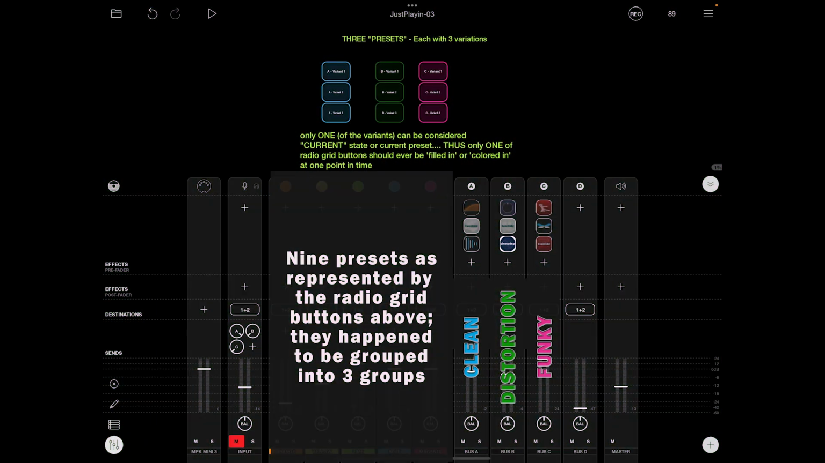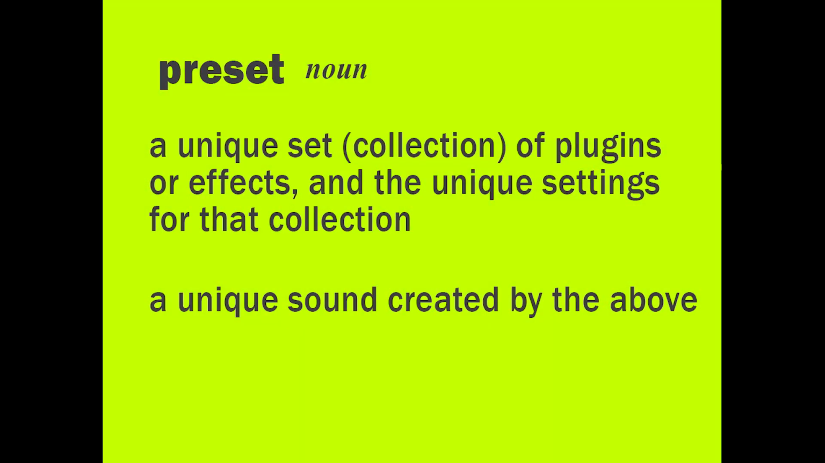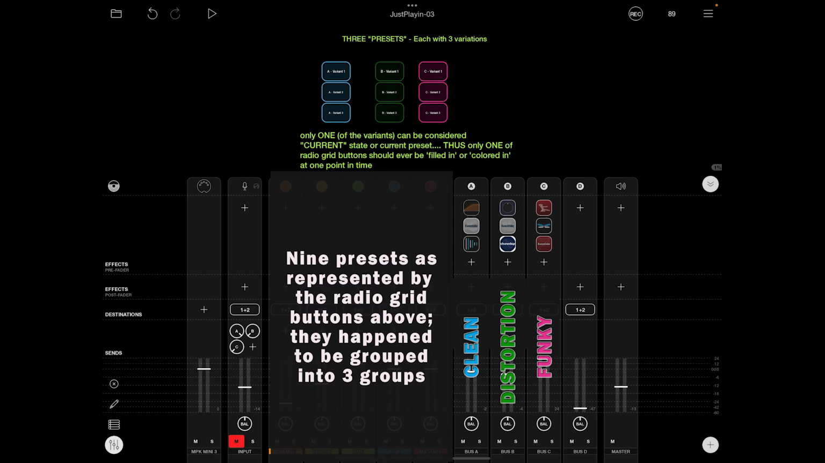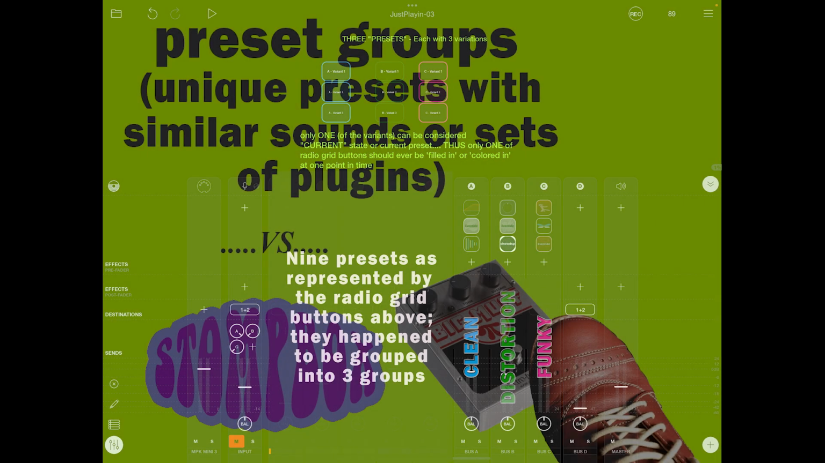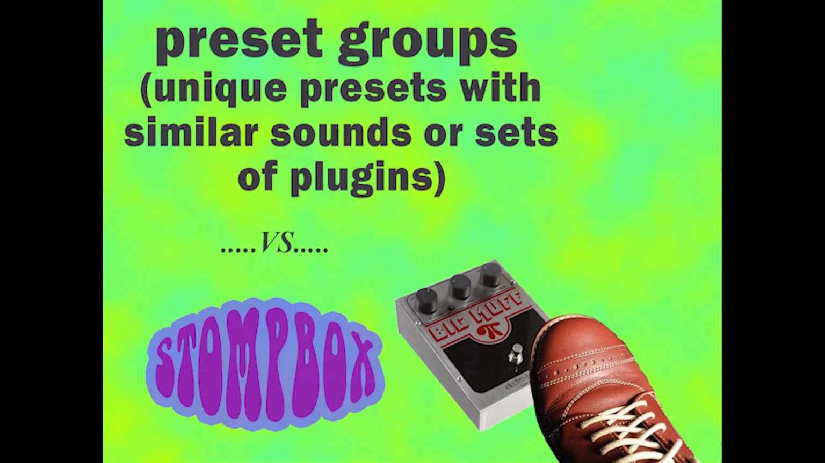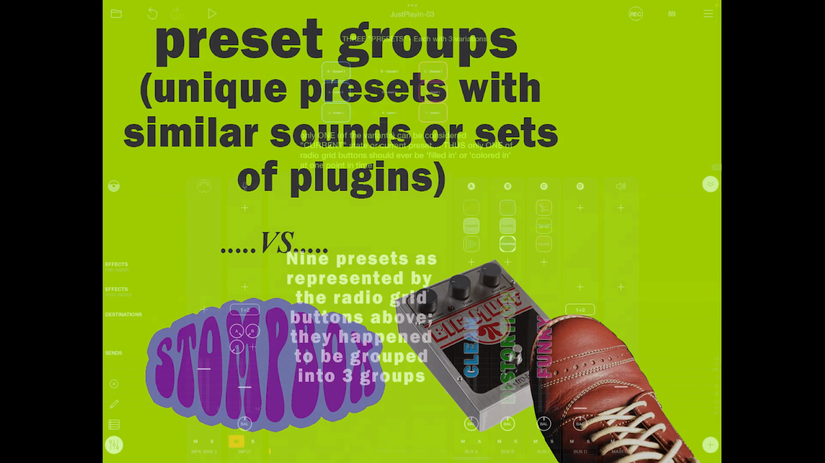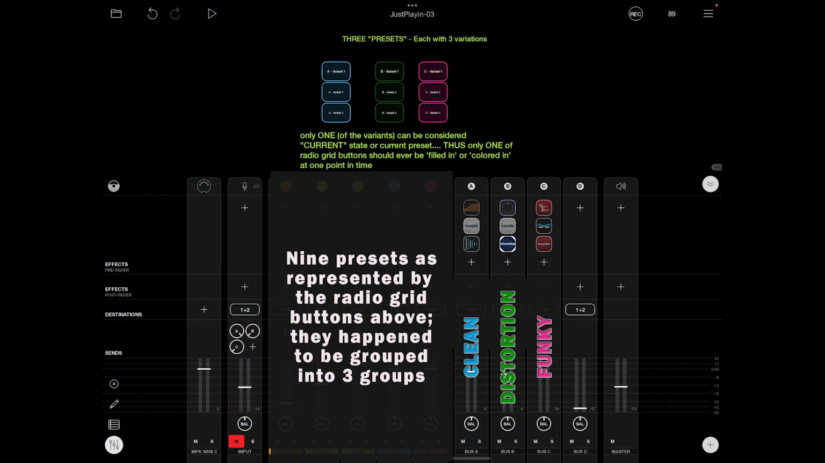So I have this project, and in this project I have 9 unique presets, 9 unique or distinct sounds, 9 different presets. Now it turns out, coincidentally, that some of these presets have some similarity. For example, I have a clean preset by itself, and I have a clean with a delay. 2 totally different presets, 2 unique sounds. One has a delay, one doesn't.